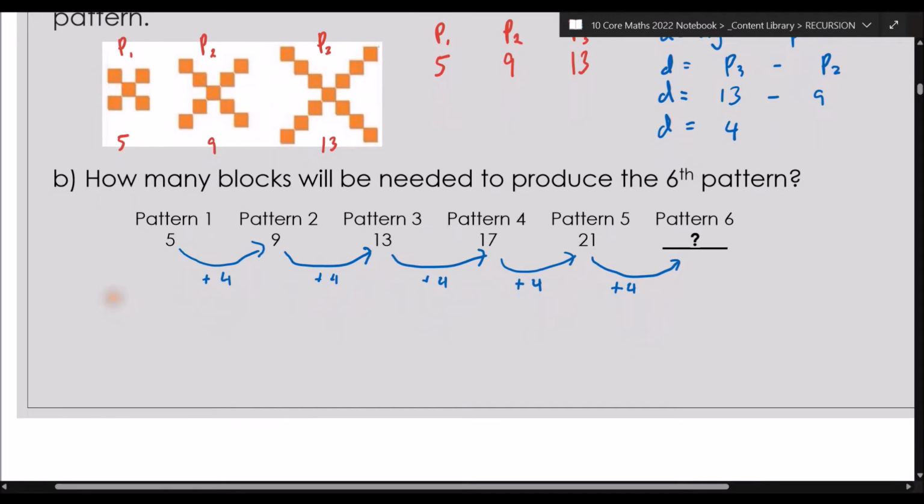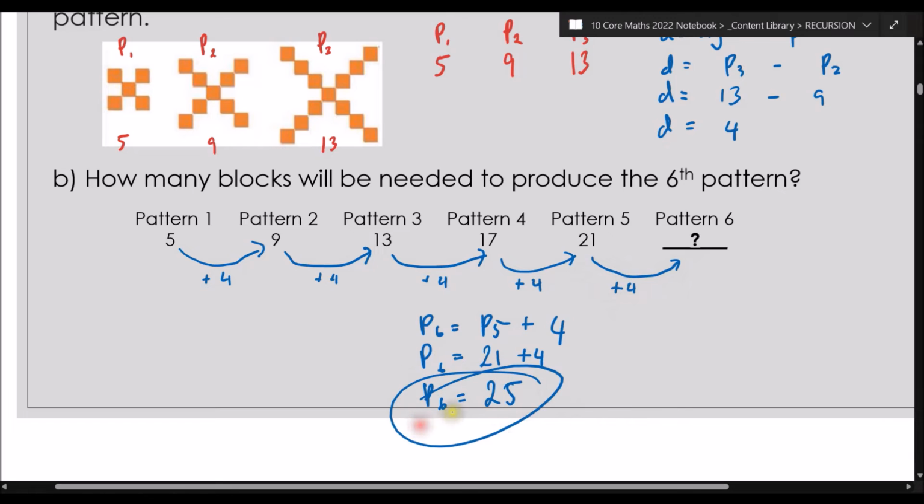So that means pattern 6 is going to be whatever pattern 5 is. So you can see pattern 5 is 21, P5, plus whatever the common difference was, which is 4. So therefore, pattern number 6 should be 21 plus 4, which equals 25.